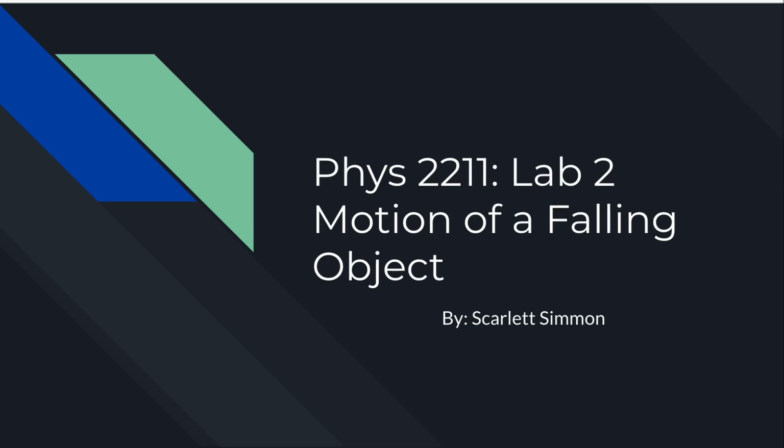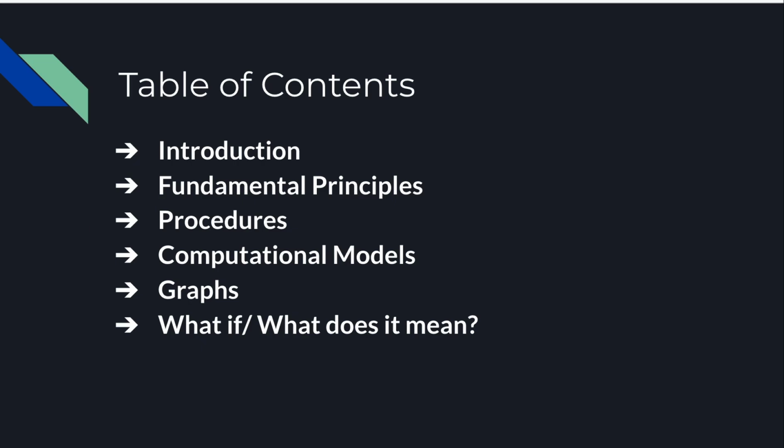My name is Scarlett Simmon, and I'm going to take you guys through Lab 2, which is motion of a falling object. So first of all, here are the things I'm going to talk about today.